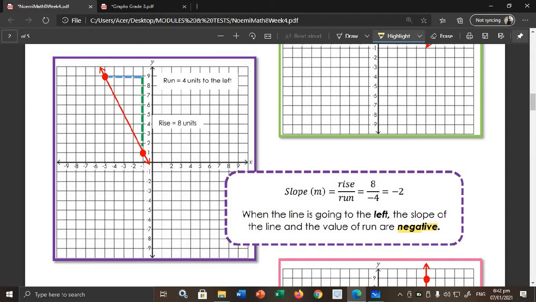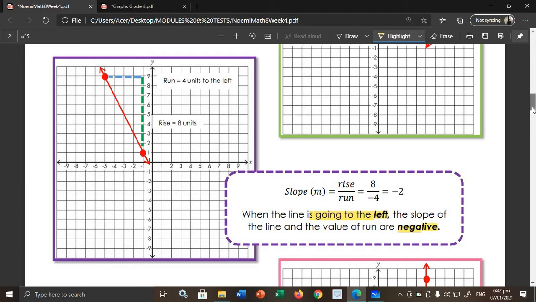Like this graph, no? Pataas ang taas niya. Nung kinumpute natin yung slope niya, negative yung slope niya. So therefore, we can conclude na if we solve slopes and then ang lumabas na slope mo ay negative, you can imagine that the line is going to the left side or rises to the left.